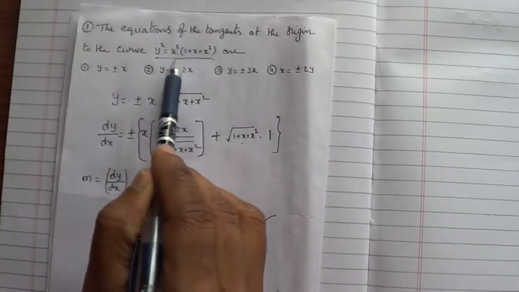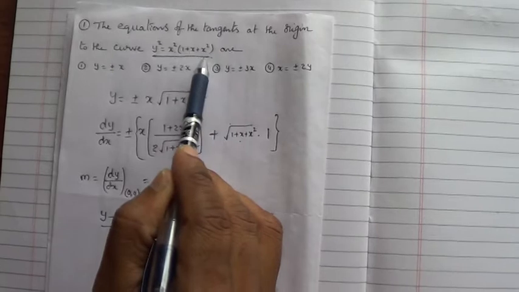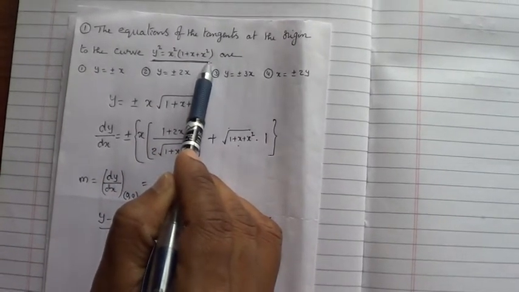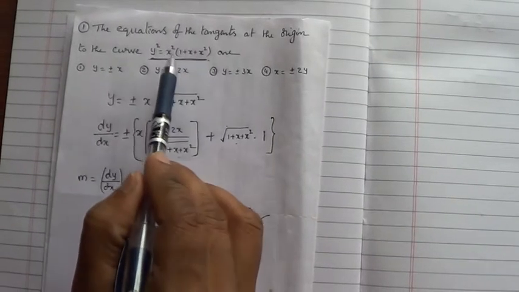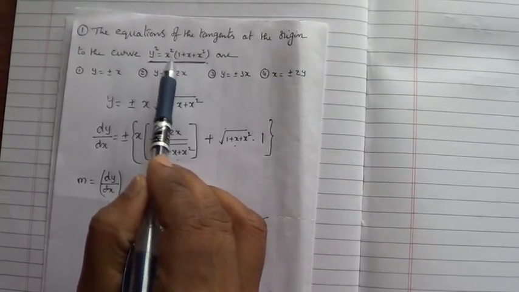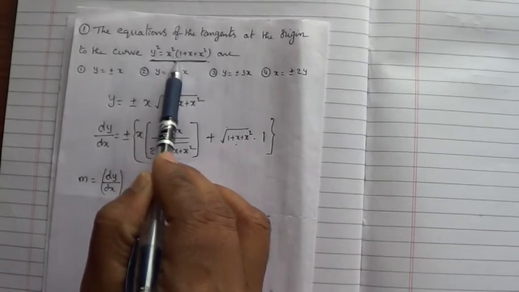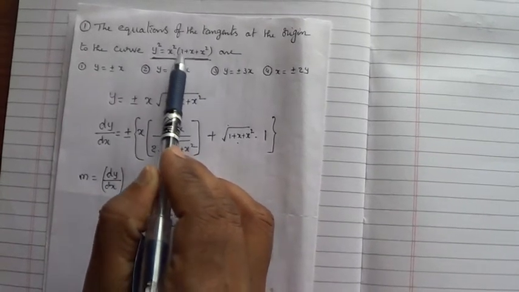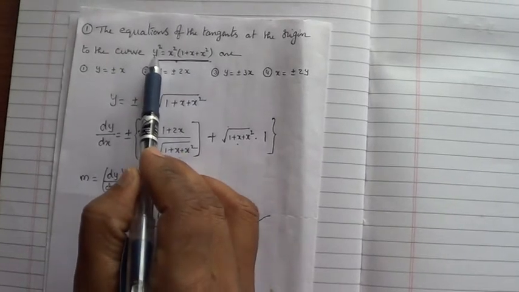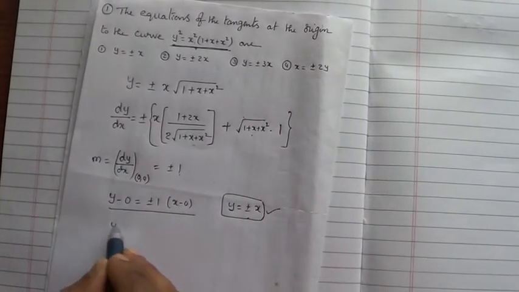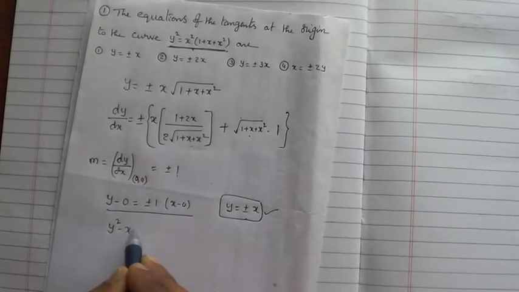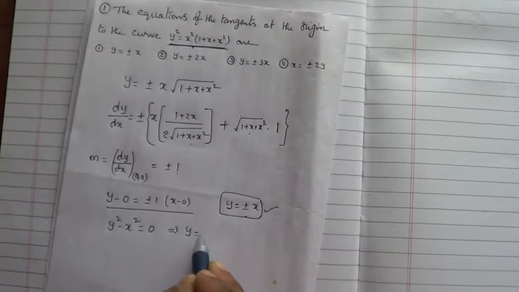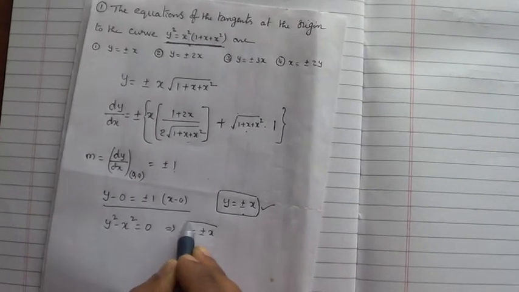Whenever he is asking the equations of tangents at origin, equate the lowest degree terms to 0. Lowest degree terms we are equating to 0. Tell me what are the lowest degree terms here? X power 4. This is x cube. Next one is x square. Here also y square. The lowest degree terms are y square minus x square is equals to 0. That implies y is equals to plus or minus x.